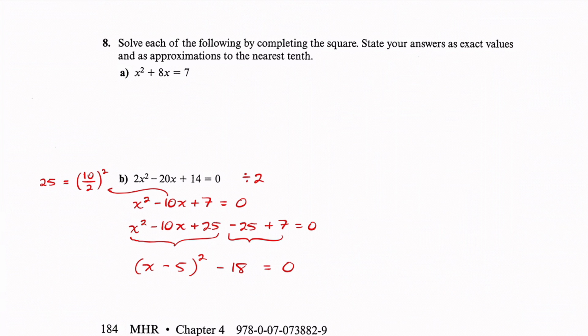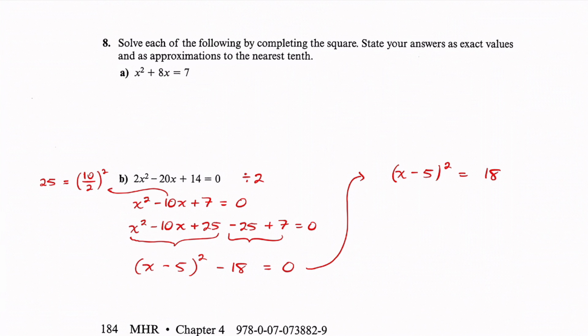Now to solve this, I'm just going to bring my work up here. I'm going to start to try to isolate this x. So I got to get rid of the 18, get rid of the square, and then get rid of the -5. So to first get rid of the 18, I'm going to add 18 to both sides. And that'll give me x minus 5 squared equals positive 18 now on the other side.